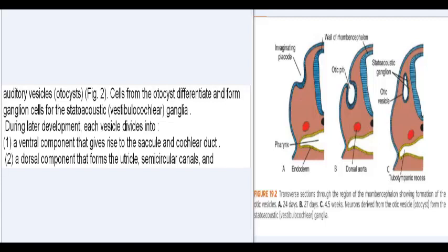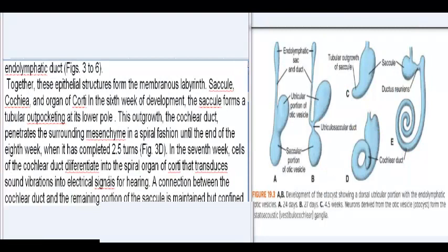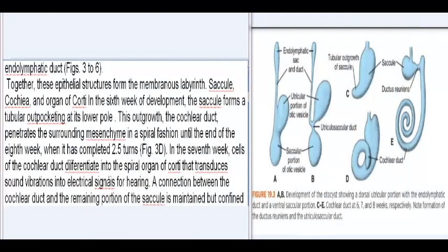During later development, each vesicle divides into 1. A ventral component that gives rise to the saccule and cochlear duct. 2. A dorsal component that forms the utricle, semicircular canals, and endolymphatic duct, Figs. 3 to 6. Together, these epithelial structures form the membranous labyrinth.